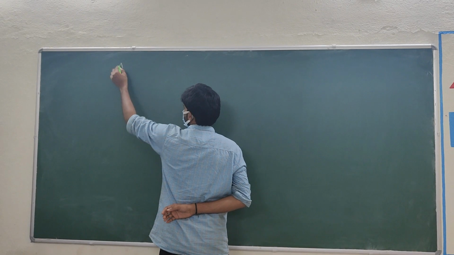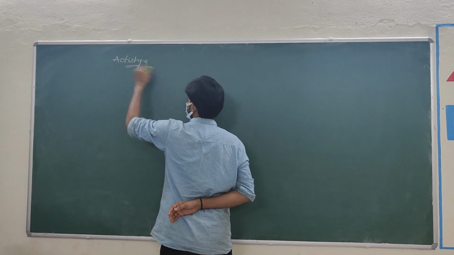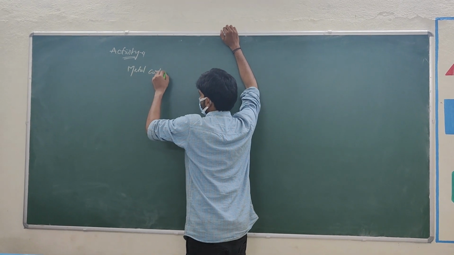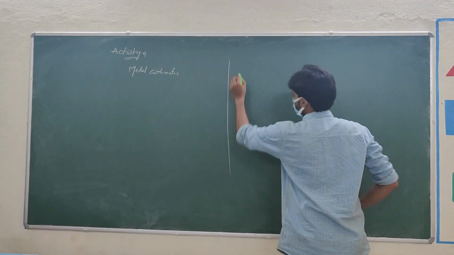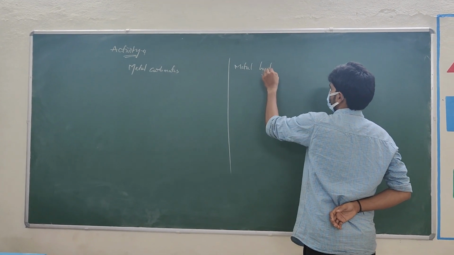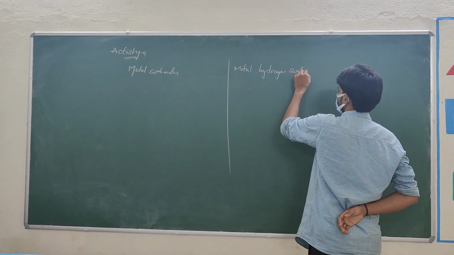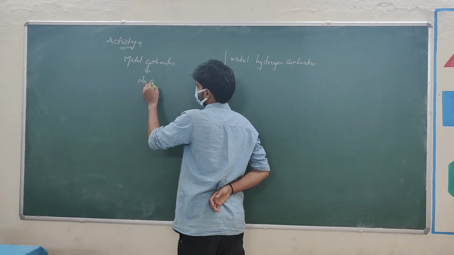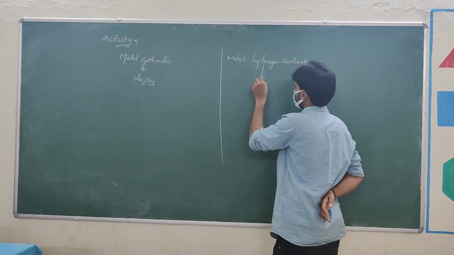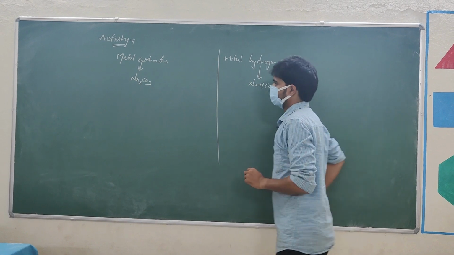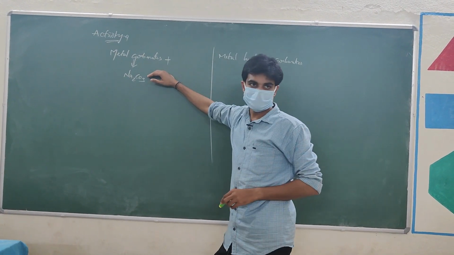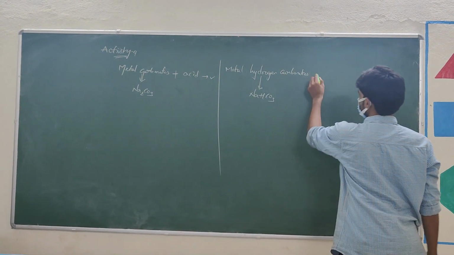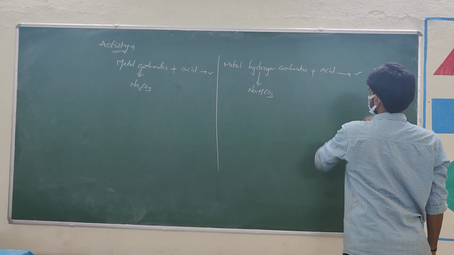Well, today we'll deal with activity 4. In this activity we'll take metal carbonates. On the other hand, we'll take one more, that is metal hydrogen carbonates. For example, of metal carbonates we'll take Na2CO3, sodium carbonate. On the other hand, for metal hydrogen carbonate we'll take sodium hydrogen carbonate. Now when metal carbonates get reacted with acid, what is going to happen, and when metal hydrogen carbonate is reacted with an acid, what is going to happen?